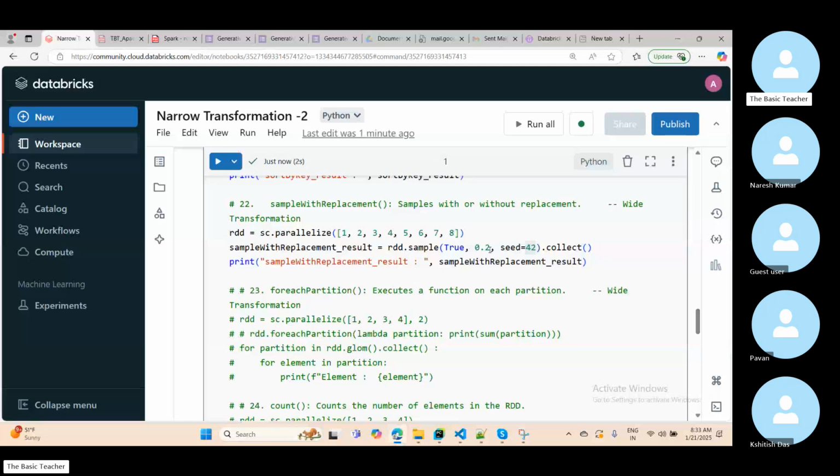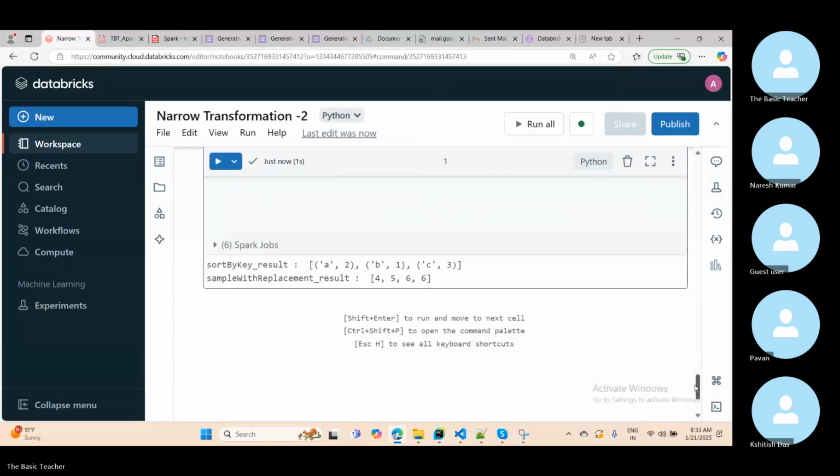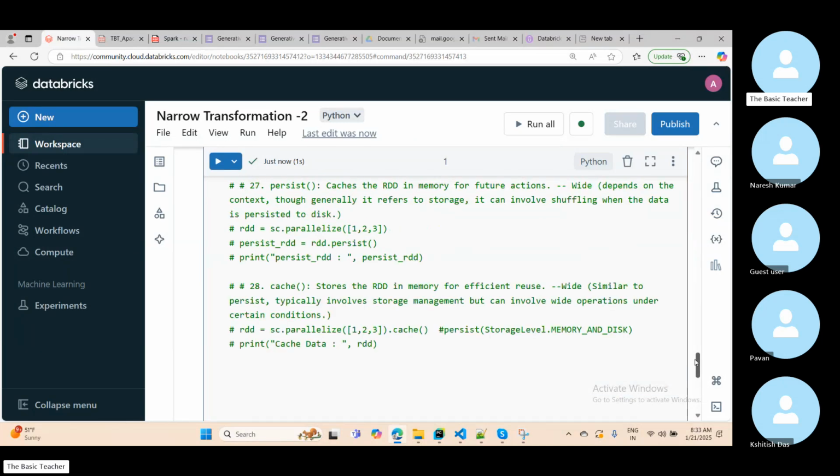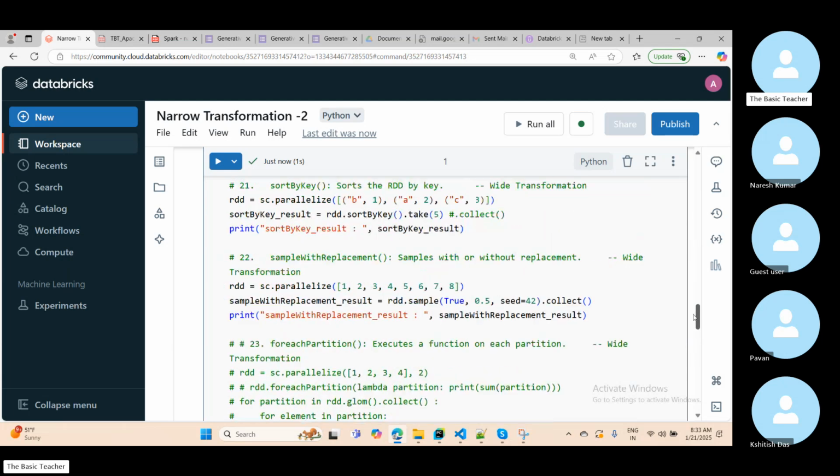Okay, if I just change this, then you can see the value got changed. So based upon that seed value, it is going to provide you the output.